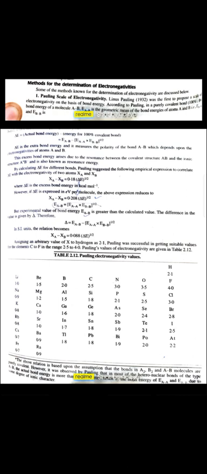In SI unit, the relation becomes: electronegativity of A minus electronegativity of B is equal to 0.088 under root delta E. Assuming an arbitrary value of X for hydrogen as 2.1, Pauling was successful in getting suitable values for the elements from chlorine to fluorine in the range of 2.5 to 4. The Pauling scale of electronegativity is given in table 2.12.